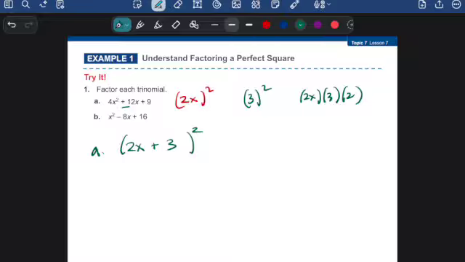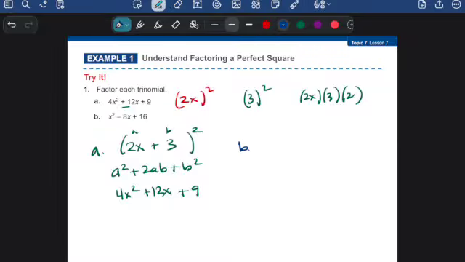You can check by distributing. Let's do that. So my pattern would be a squared plus 2ab plus b squared, if this is a and this is b, with our binomials. Let's do it. 2x squared would be 4x squared. And 3 squared would be 9. And 2 times ab, so multiply these together: 2x times 3 is 6x, times 2 is 12x. It would work. Okay, let's do part B.